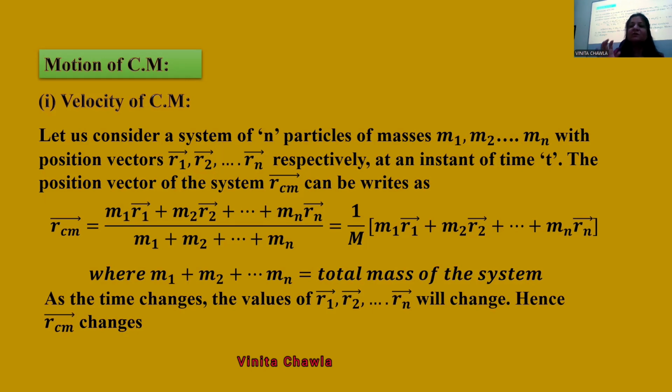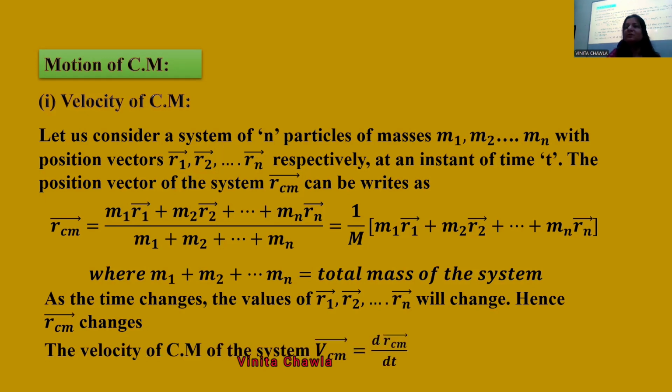So as the time changes, because particles also move, so position vectors will change. Okay, so hence because position vectors are changing, therefore center of mass, position vector of center of mass will also change. अगर r1 r2 r3 rn चेंज होंगे तो rcm भी क्या होगा? चेंज होगा. ठीक है, the velocity of center of mass of the system can be written as this: vcm is equal to drcm by dt. ठीक है, drcm by dt, dr by dt is v ना. जब पोजीशन वेक्टर को डिफरेंशिएट करते हो टाइम के रिस्पेक्ट में तब वेलोसिटी आती है. ये आपने सेकंड चैप्टर में ही कर लिया था, मोशन इन अ स्ट्रेट लाइन, राइट?